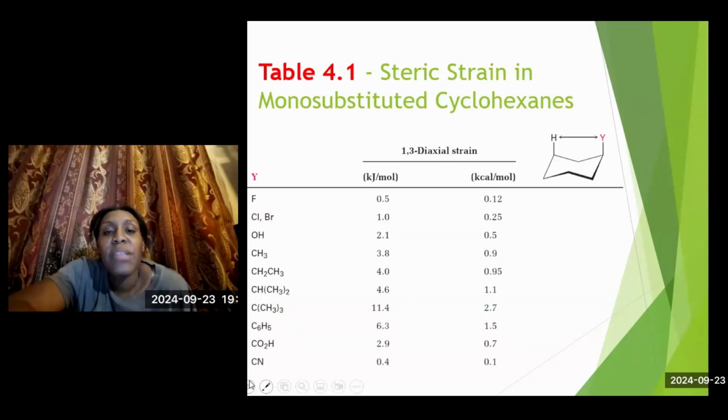All right, so here's some information about different monosubstituted cyclohexanes. Go back, open up the PowerPoint, and you're able to see and measure the type of strain that you're able to do.